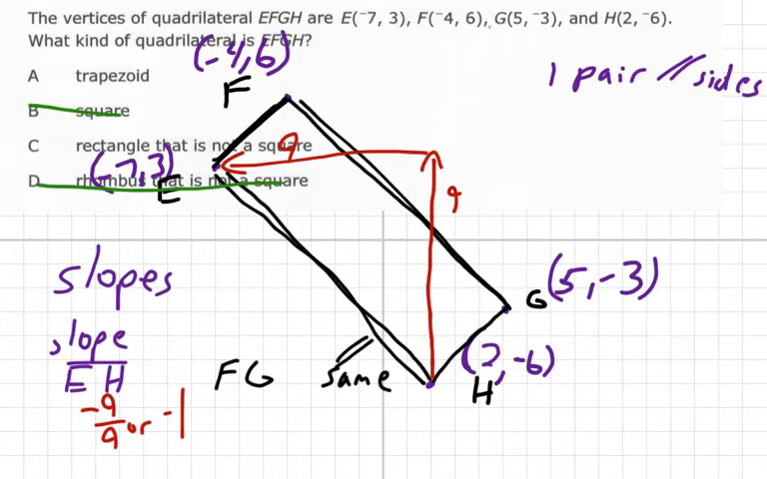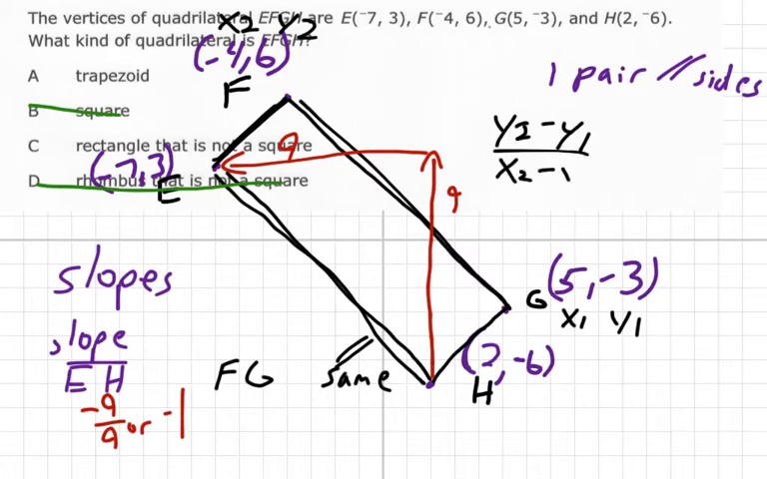I'm going to do FG a little bit differently just so you can see both ways to do slope. So for FG, I'll actually use the formula. I can call this x1, y1. If I call that one x1, y1, this one's x2, y2. So I'll use the slope formula now, which is y2 minus y1, your change in y, over your change in x, x2 minus x1.